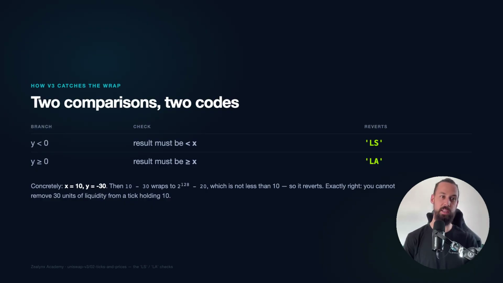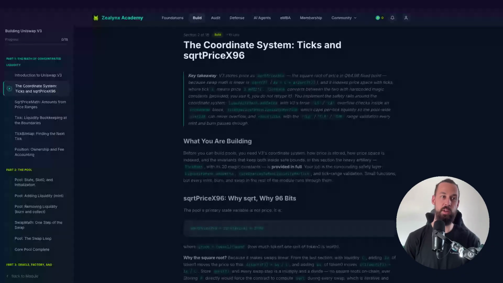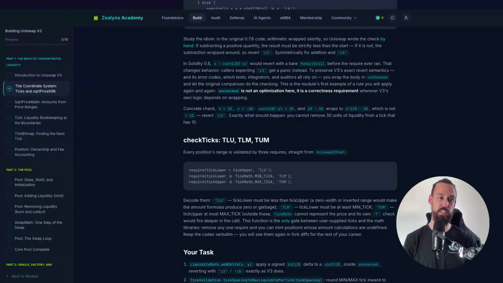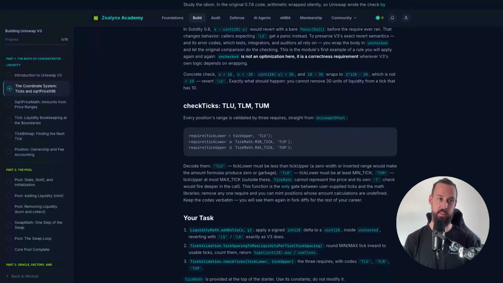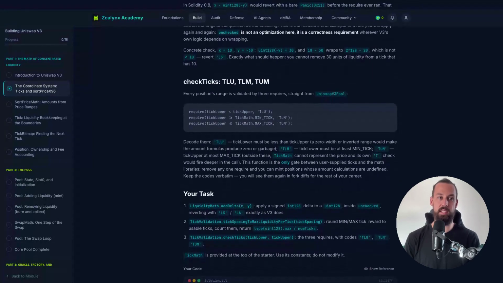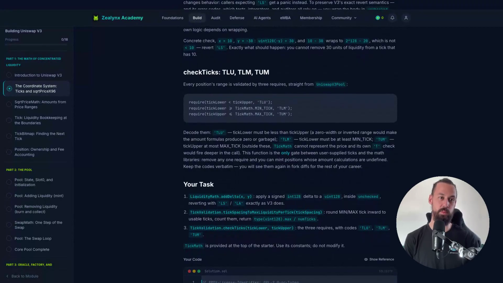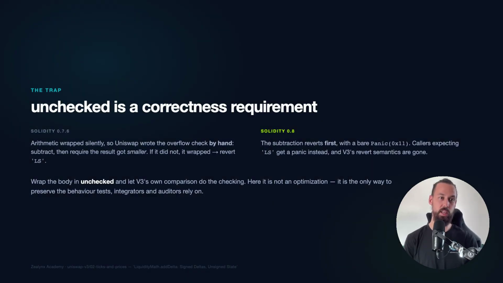Now look at that carefully, because there's a trap. In Solidity 0.8, that subtraction would revert on its own, with a bare panic, before your require ever runs, which changes the behavior. Callers expecting LS get a panic instead. Tests break. Integrators break. So you wrap the body in an unchecked block, and you let V3's original comparison do the checking. Unchecked isn't an optimization here, it's a correctness requirement. That's a rule you'll apply again and again in this module, so mark it.